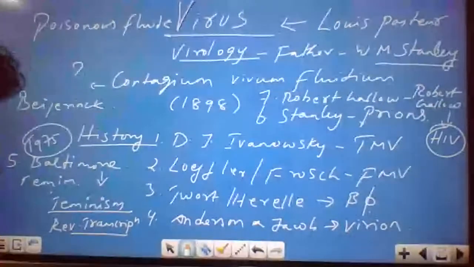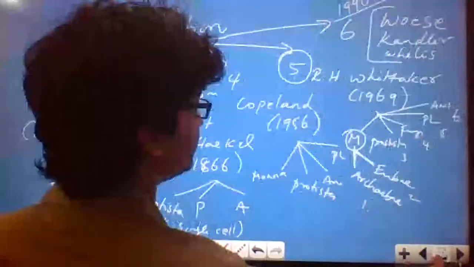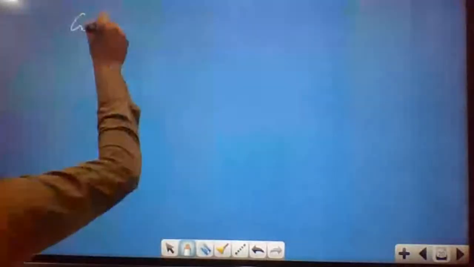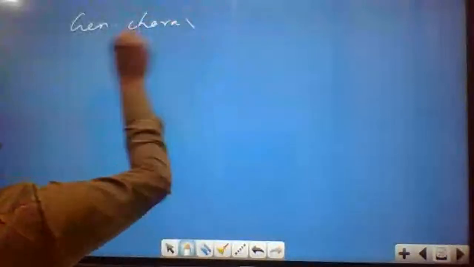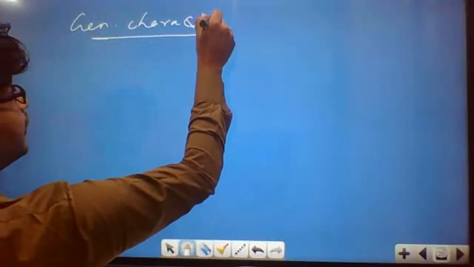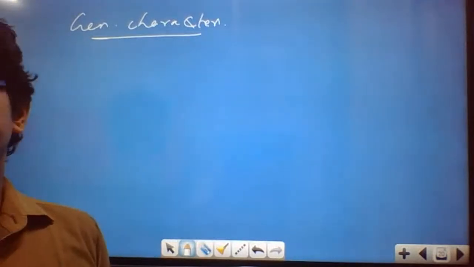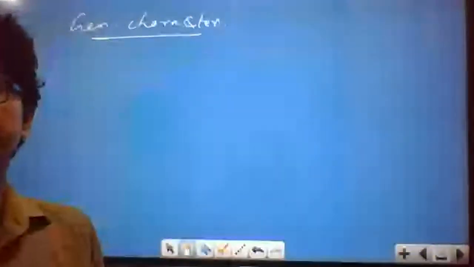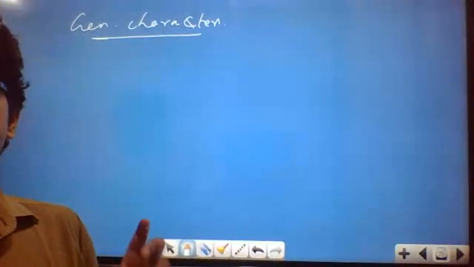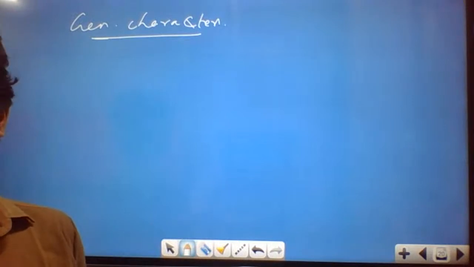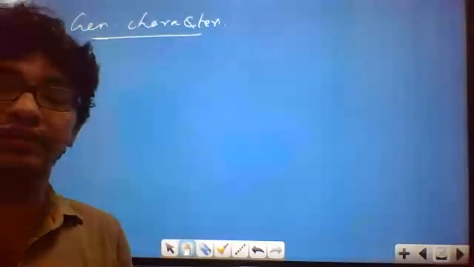So coming to the viruses, we'll discuss next the general characteristics of viruses. Assume the virus is not a cell, as we discussed already. Beijerinck actually proposed the contagium vivum fluidum. This proposal was given by Beijerinck, and he also isolated most of the viral particles.